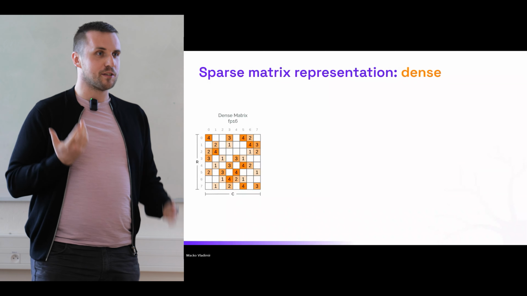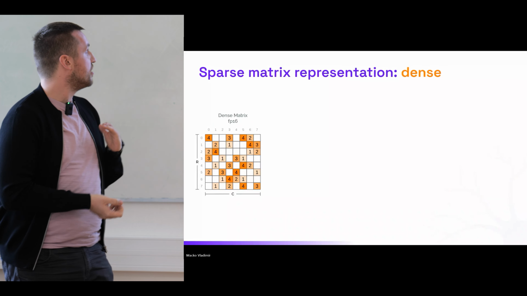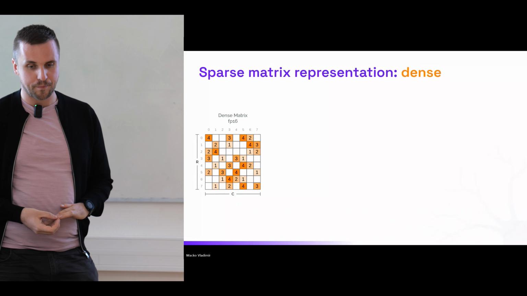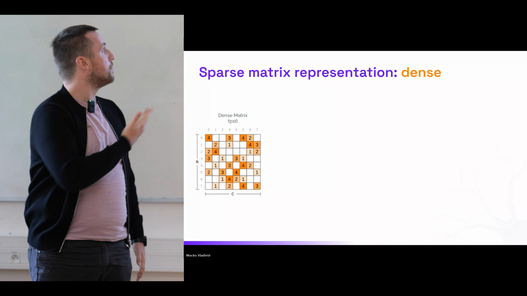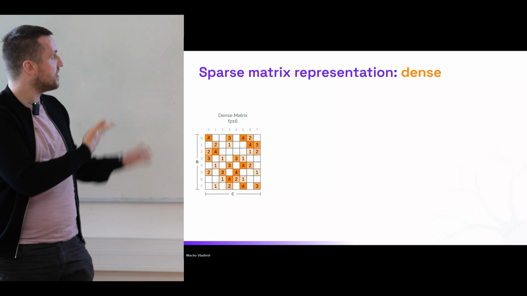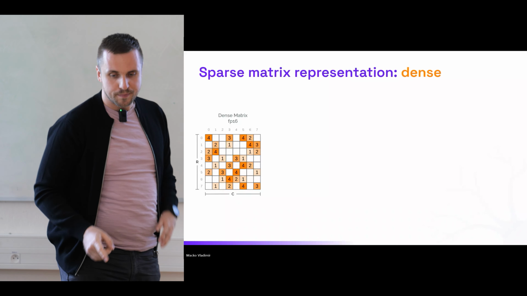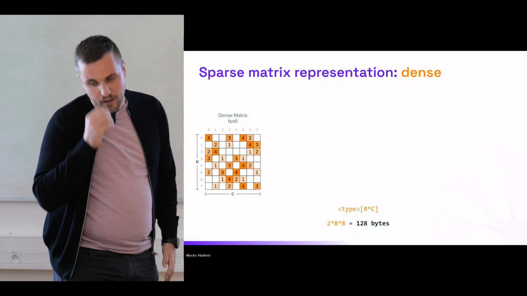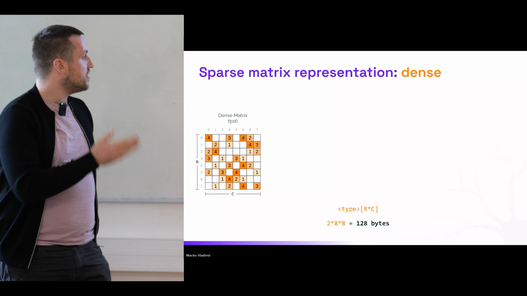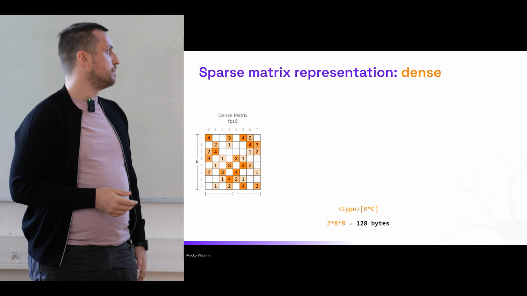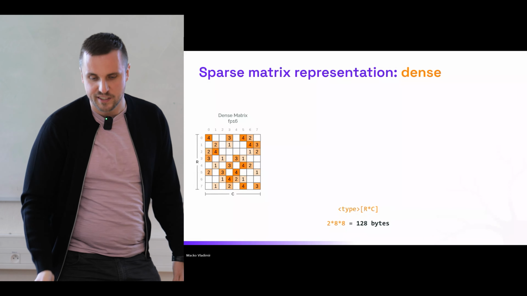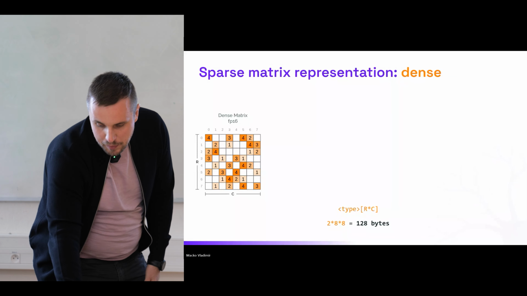So let's understand how sparse matrices are actually represented and how can we work with them. So this is a sparse matrix, actually represented as a dense matrix in the dense format of FP16, R rows, C columns. This representation takes 128 bytes of memory. And that's our baseline that we want to somehow use or beat.